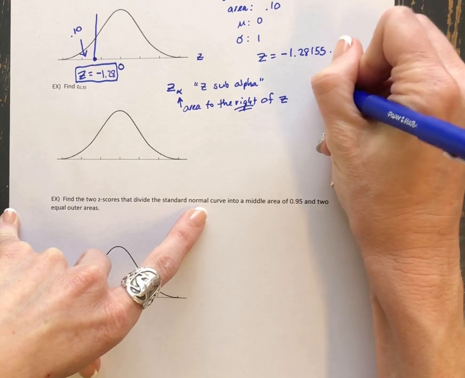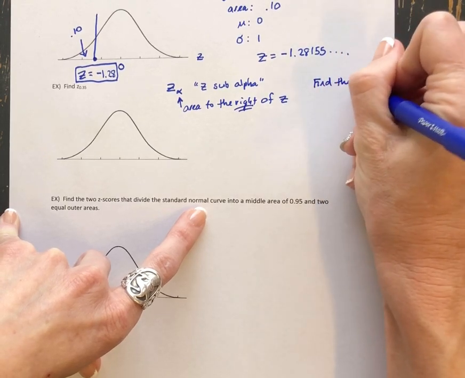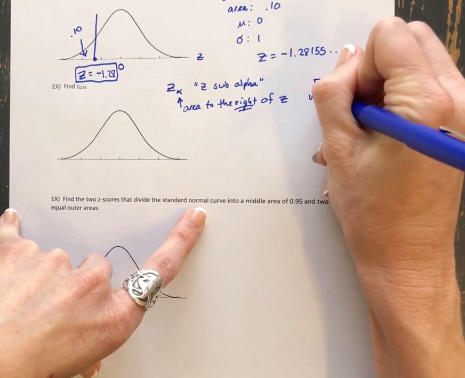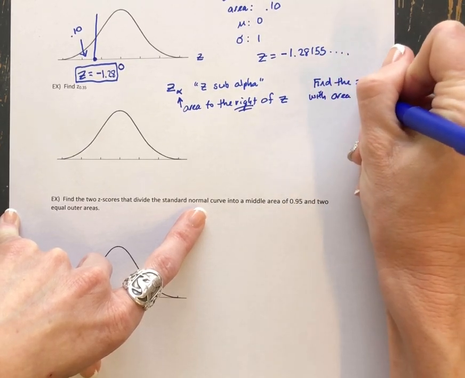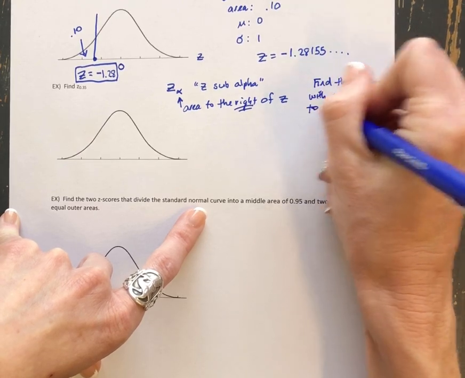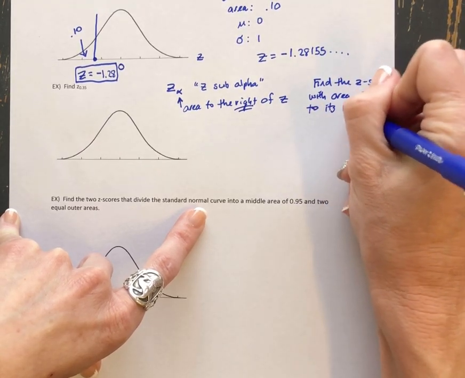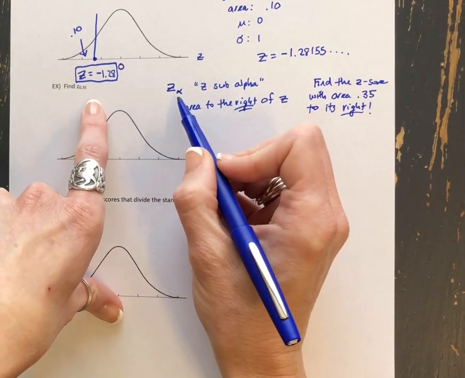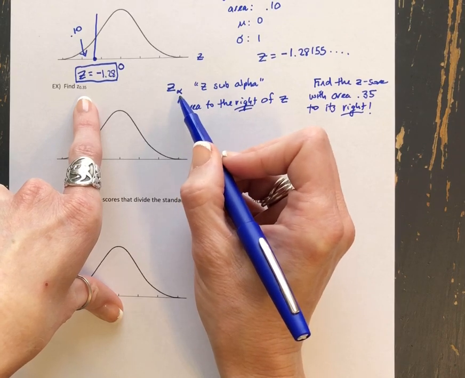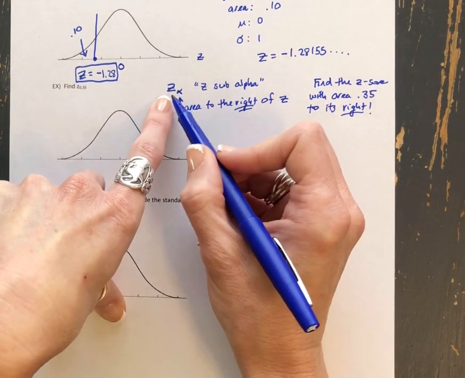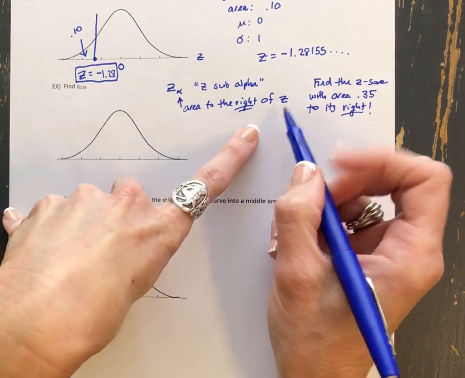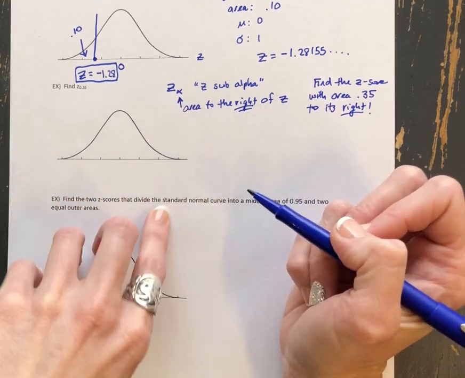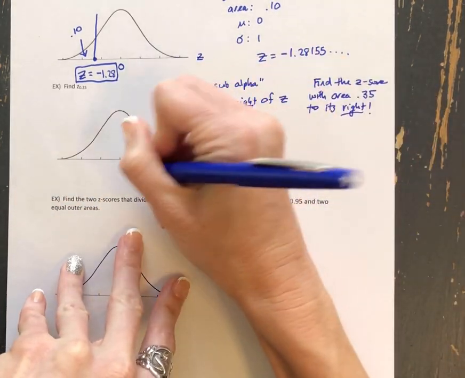So let's write that out here. We want to find the z-score with area 0.35 to its right. So this notation, when we have z with a subscript number down there to the right, means that that number is the area to the right. The way I remember it is we write it to the right, and it literally is referring to the area to the right. So this is a z-axis.